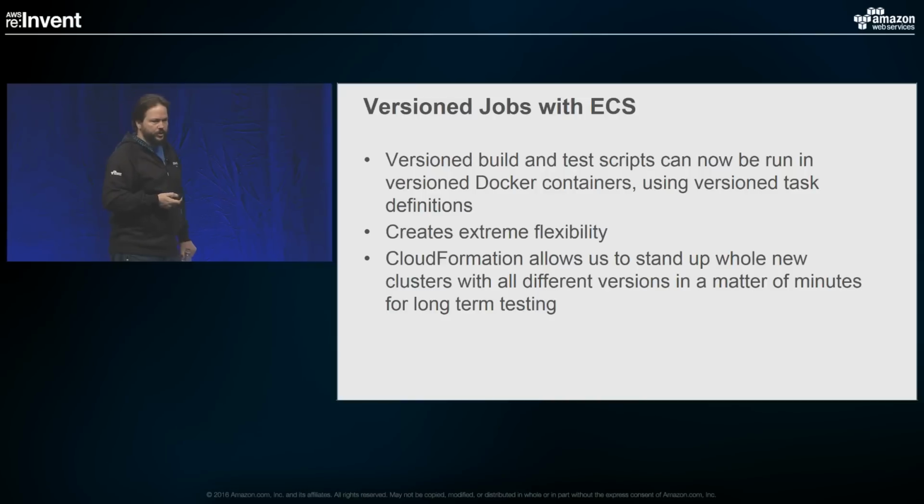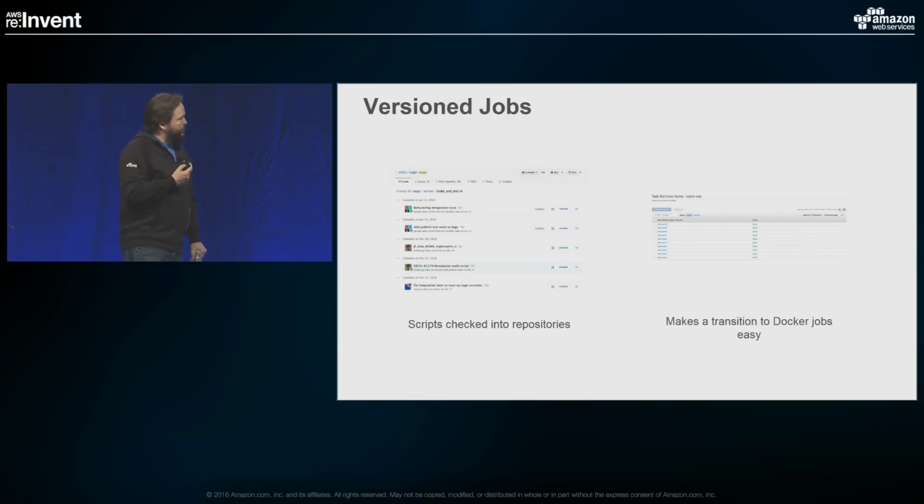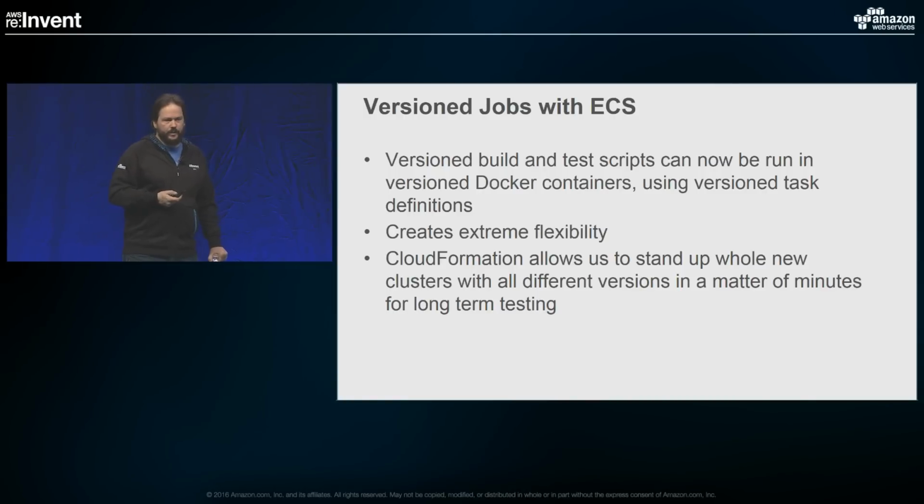So we also get versioned jobs by doing this. You can see that we have developers checking in changes to the build scripts, and this allows them to make changes to the CI infrastructure, to their environments, as they need to. This allows us to run different versions of containers, task definitions. It creates extreme flexibility, and CloudFormation allows us to set up whole new clusters with different versions in a matter of minutes. And we've done this before for some of the teams when they needed their own isolated environment.